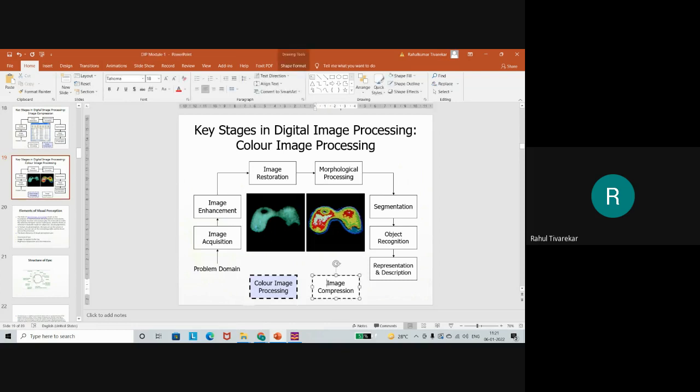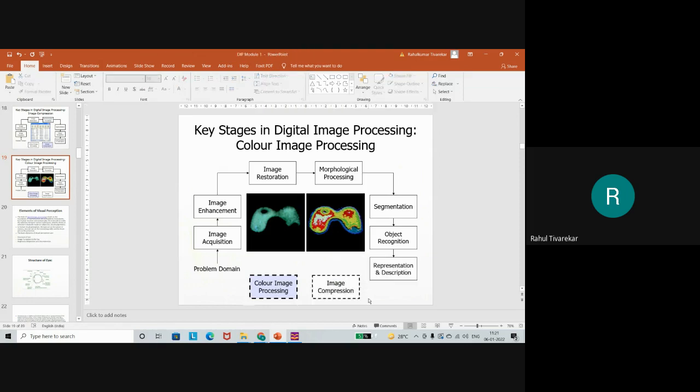And another thing is image compression, where we saw that the storage requirement for an image can be reduced by application of image compression.